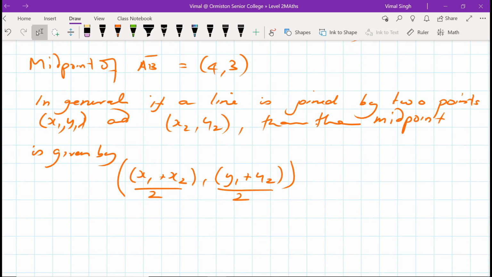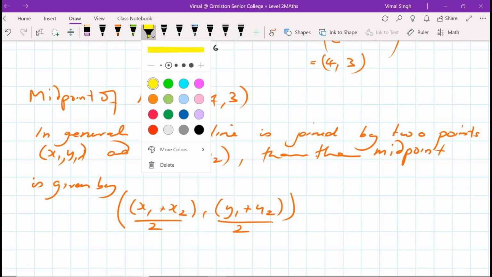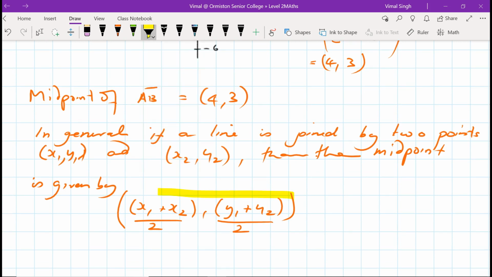So that is the rule that you need to learn, this one over here. You need to know this rule so that you are able to work out the midpoint of a given line.